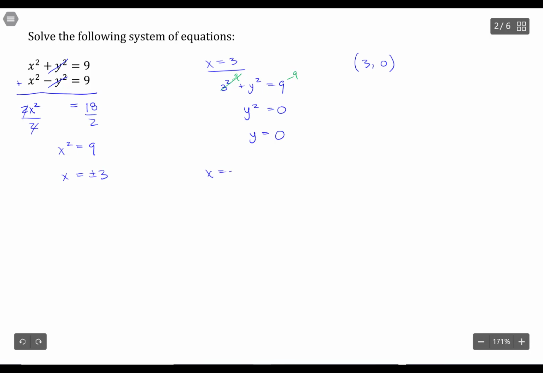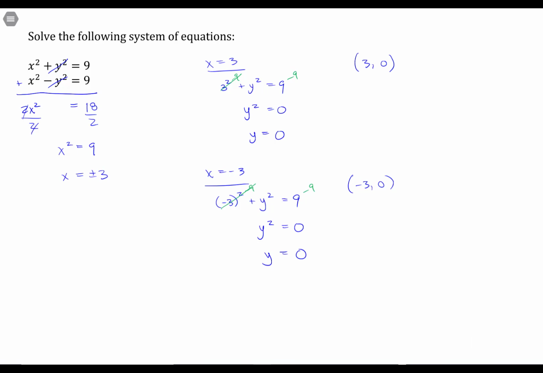And then if x is equal to negative 3, well, it kind of looks like the same thing will happen. So when I plug in x is negative 3 into the first equation, so the x changes into negative 3, then that gets squared, plus y squared equals 9. So negative 3 squared is also 9. So when I subtract 9 from both sides, I still end up with y squared equals 0, or y equals 0. So negative 3, 0 is another solution.